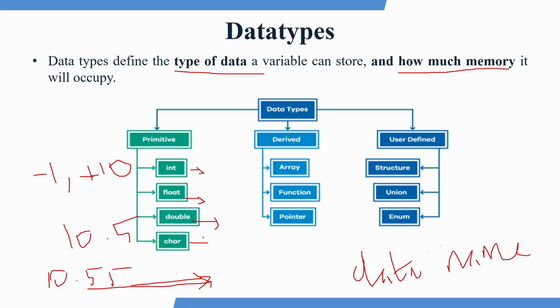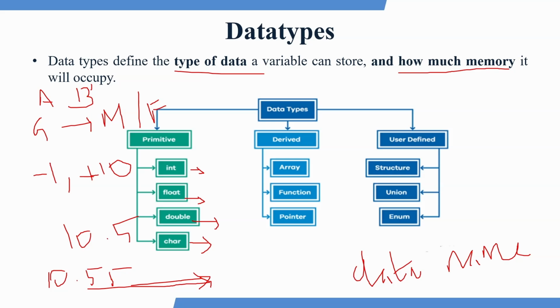And the next one is character. We use characters to indicate some information. For example, for gender, we mention either M for male or F for female. Like grades, we mention A grade, B grade, like that. So these are the different types of data which we use in the real world.